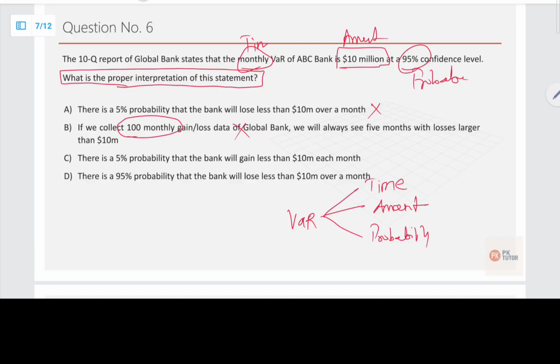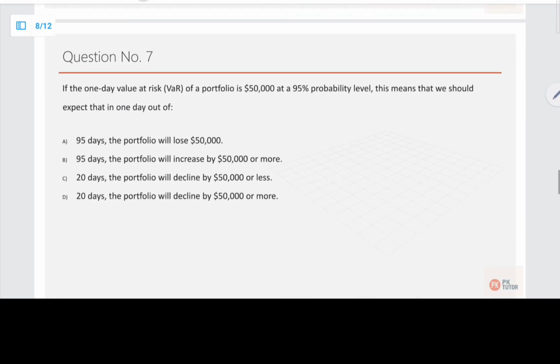There is a 5% probability that the bank will gain. So we are talking about loss. So finally we are left with this D. There is a 95% probability that the bank will lose less than 10 million over a month. So this is the answer. Question number 7.